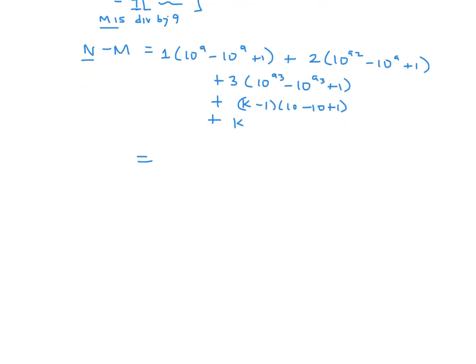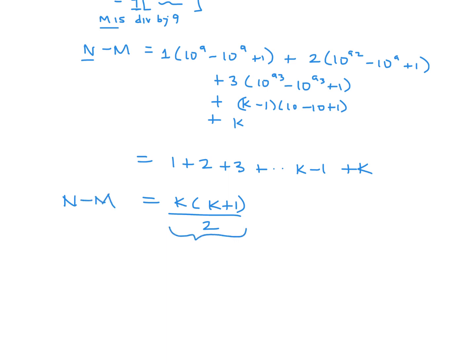So this is really just 1 plus 2 plus 3 all the way till k minus 1 plus k. With that formula, this is k plus 1 times k all over 2. So that's n minus m. If we can show that this is divisible by 9, then since we've already proved that m is divisible by 9, we will also prove that n is divisible by 9. That is the goal. So now what we have to do is take values of k greater than 2019 and plug them in here and see which one is divisible by 9.